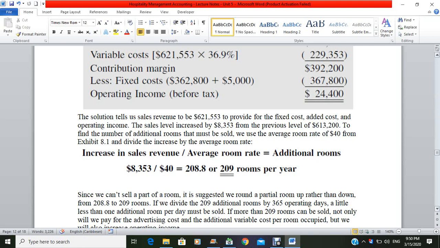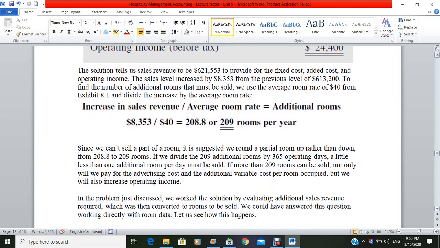Now note that since we can't sell a part of a room, it is suggested we round a partial room up rather than down, from 208.9 to 209, because if you're above 5, you must add 1 to the previous number. If you provide 209 additional rooms over 25 operating days, a little less than 9 additional rooms per day must be sold. If more than 209 rooms can be sold, not only will we pay for the advertising costs and additional variable costs per room occupied, but we will also increase operating income as well.